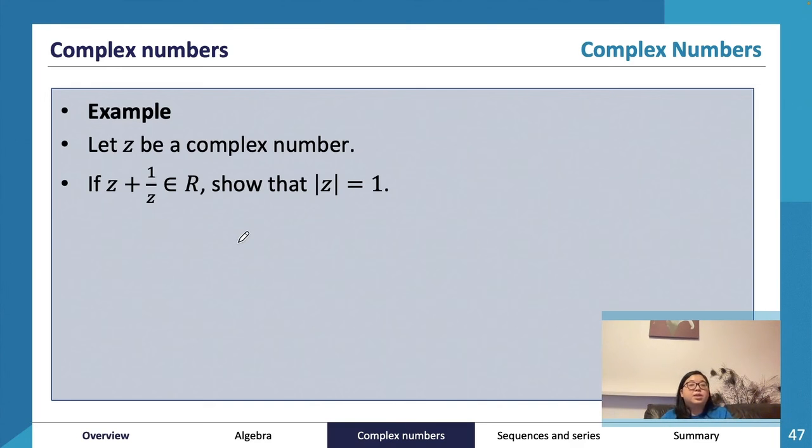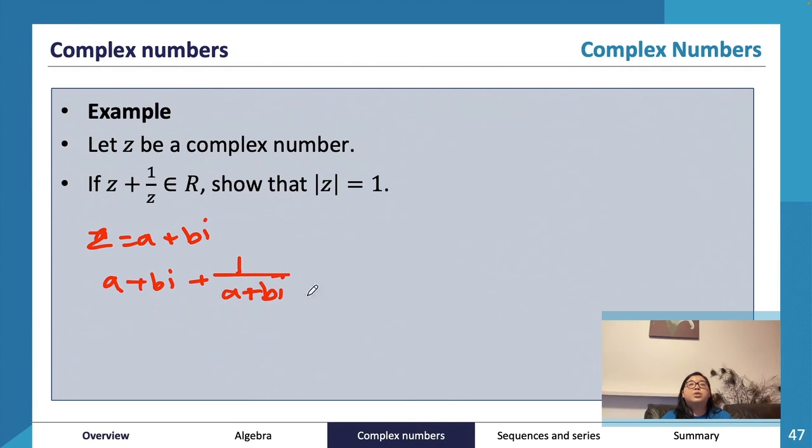Okay, so let's have a go at this one now. What it's asking us to do is that if z plus 1 over z belongs to the reals, we have to show that the modulus of z equals 1. So let's name z equivalent to a plus bi, and therefore we can say that this is a plus bi plus 1 over a plus bi.